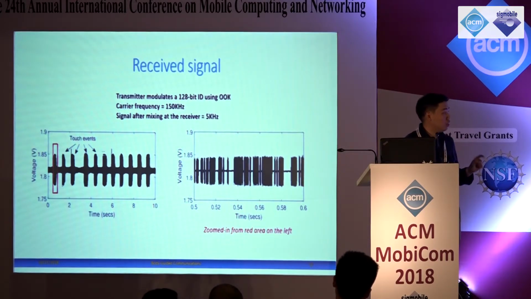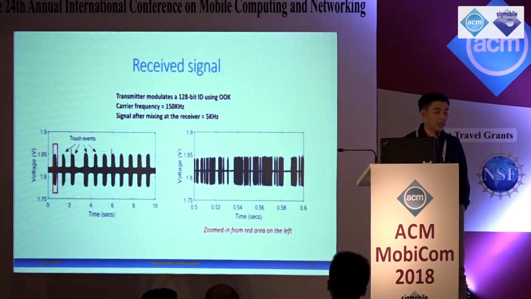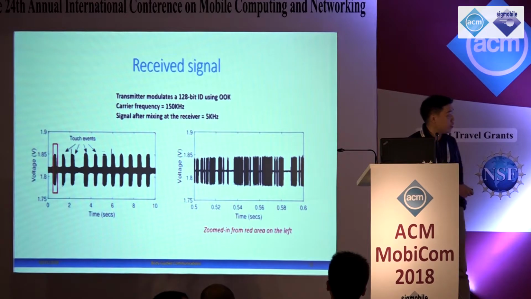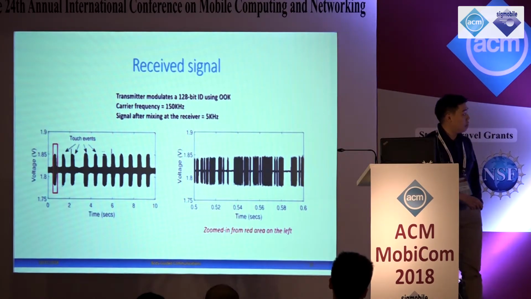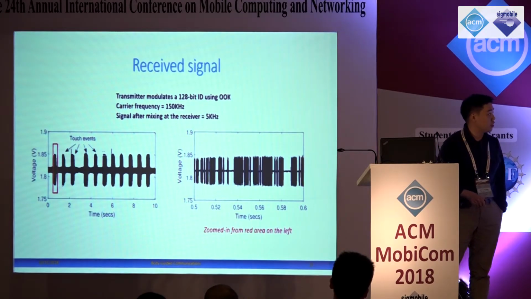In this experiment, a user will wear the wristband and try to touch the device multiple times, and the transmitter will modulate a 128-bit identification code using on-off keying modulation with a carrier frequency of 150 kilohertz. Here you can see the output 5 kilohertz signal: when the finger touches the device, the signal increases, and when the finger moves away, it decreases. When we zoom in on this red area, we can also see the on-off keying, the identification code from the touch token.